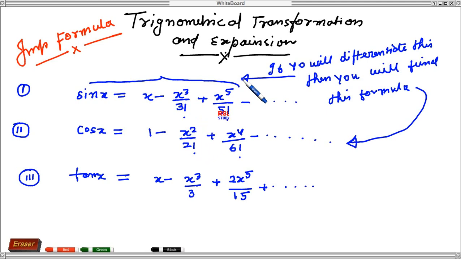Similarly here, if you differentiate this, you will find 1 by factorial 5 and 5x to the power 4. So 5 will cancel, and there will be 4 3 2 1, that is factorial 4. So here it should be factorial 4, not 6. You should be very careful: cos x is equal to 1 minus x square by factorial 2 plus x power 4 by factorial 4 minus, and so on.